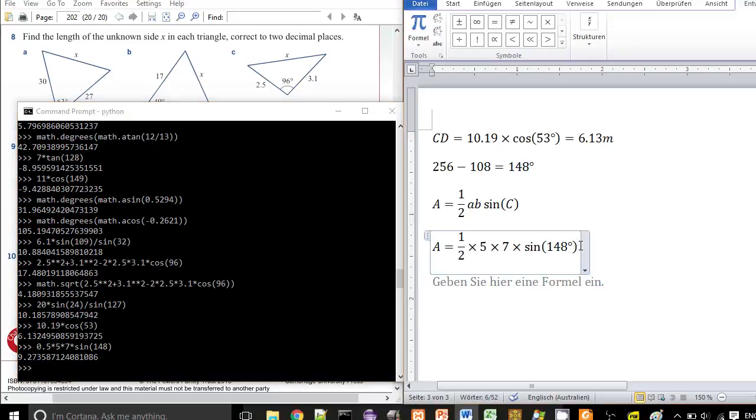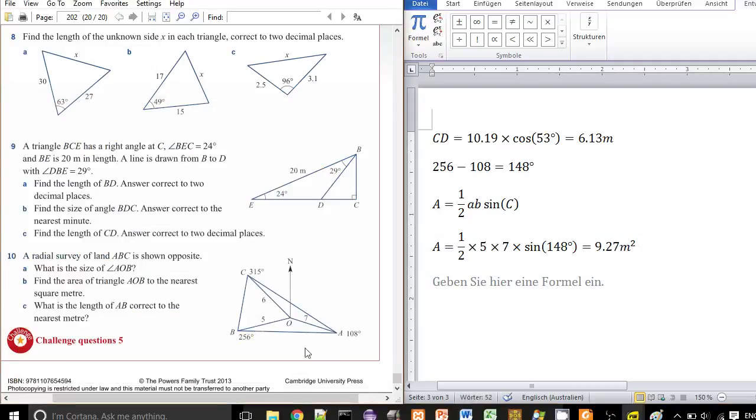9.27 square meters, or meters squared, either way. Alright. Okay, what is the length? Oh, to the nearest square meter is just 9. Okay, whatever. You can just write both of them. I don't know why they want it. That's really rough. I hope I did it right. That's a pretty small number, but that's quite an obtuse angle, so that's why there's not that much area. I'm pretty sure that's right.